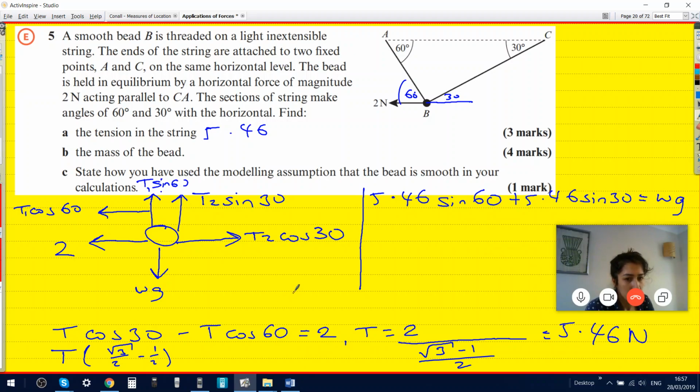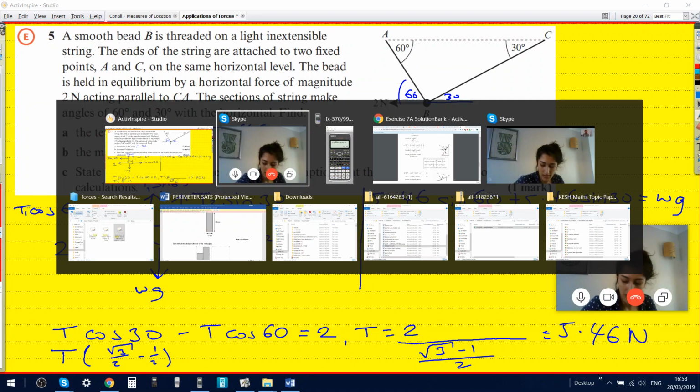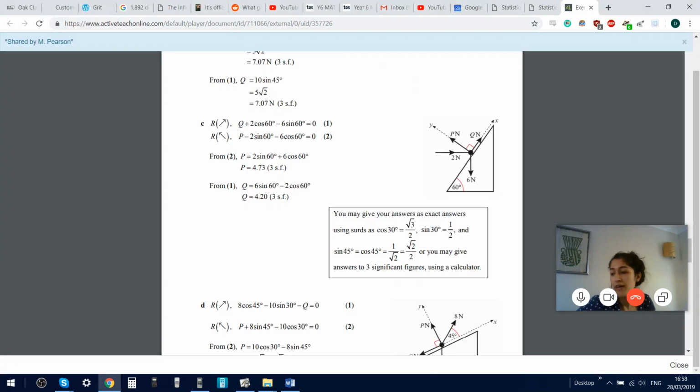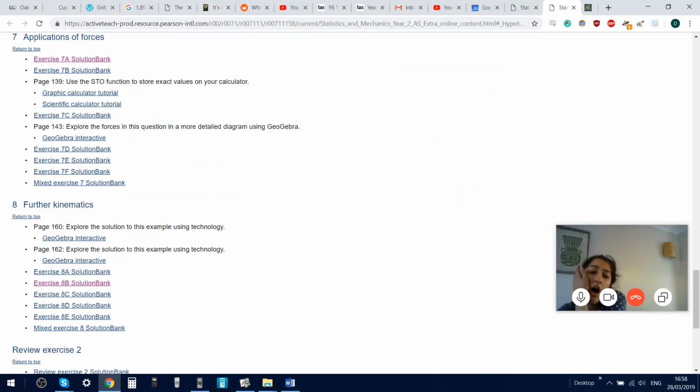Okay. And then state how you have used the modelling assumption the bead is smooth in your calculations. Tension is the same on both sides. This is question 5, part B, I think.